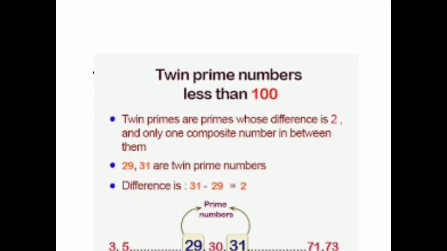Next we have twin prime numbers. Twin prime numbers are those numbers which have a difference of only two, and in between there will be one composite number. Like we have an example, 29 and 31. Both are twin prime numbers, and when we do the difference, that is also 2. And if we see, the number between 29 and 31 is 30. So 30 is a composite number.